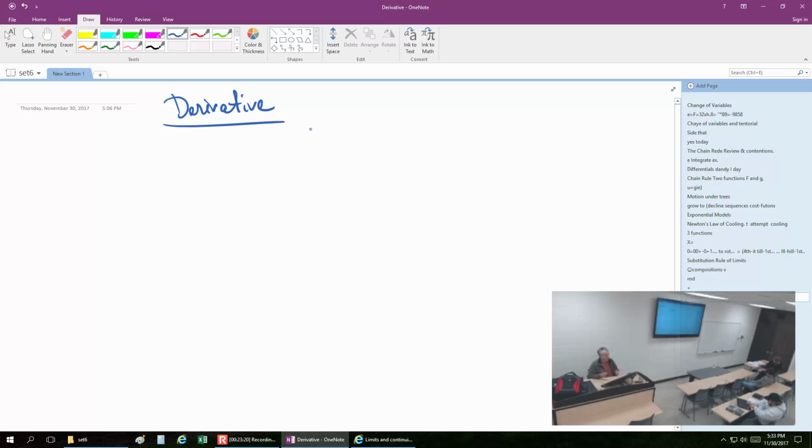So there was a little bit of a controversy on the last test. What does it mean to compute the derivative from the definition? The answer is that the definition is a limit. Whether or not you are computing from the limit doesn't really matter, but you do have to know what that limit is.